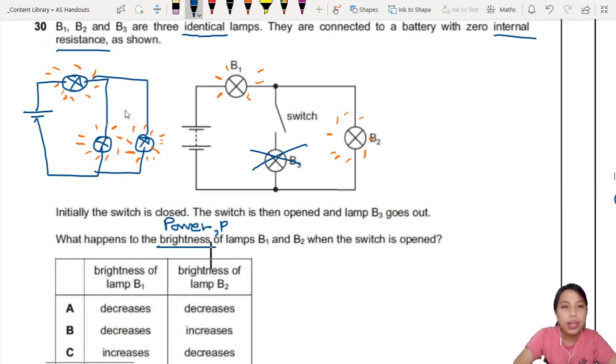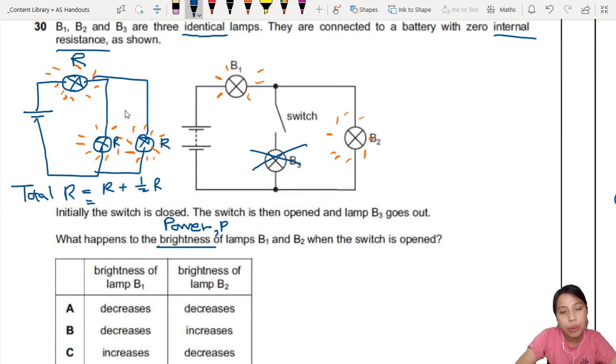First, when it's closed and when it's open, what's the difference? Let's give each bulb a resistance R. Then the total circuit resistance will be what? The two bulbs in parallel give half R, plus the R in series, so that's 2 over 2R plus R, which is 3 over 2R. That is the total circuit resistance, about 1.5R.